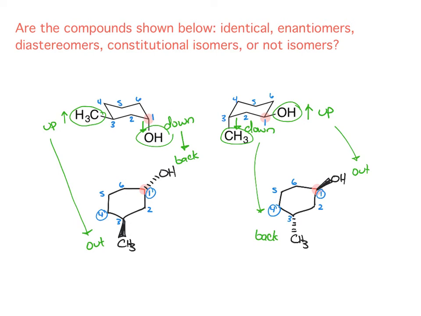And the chiral center at 1 was inverted from back to out. The chiral center at 3 was inverted. So all the chiral centers in the molecule have been inverted, or just say both chiral centers. If that's the case, we have a pair of enantiomers.